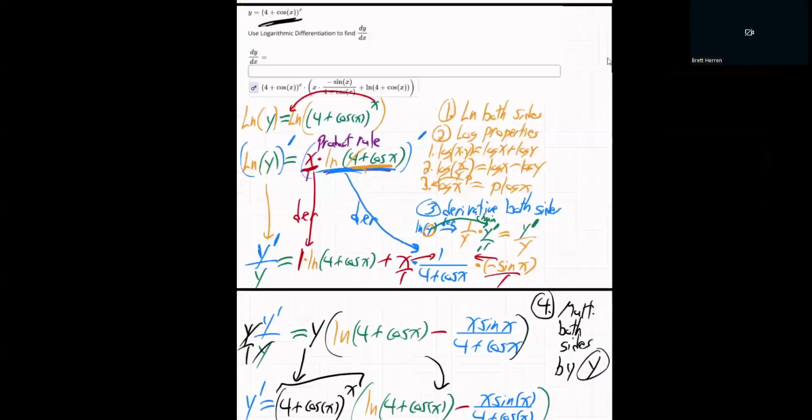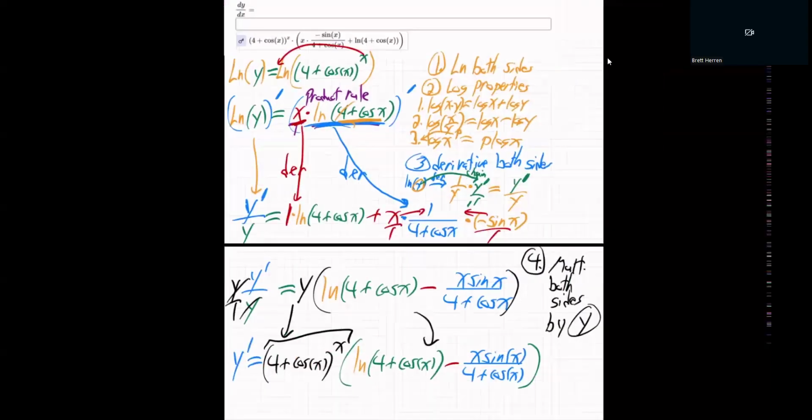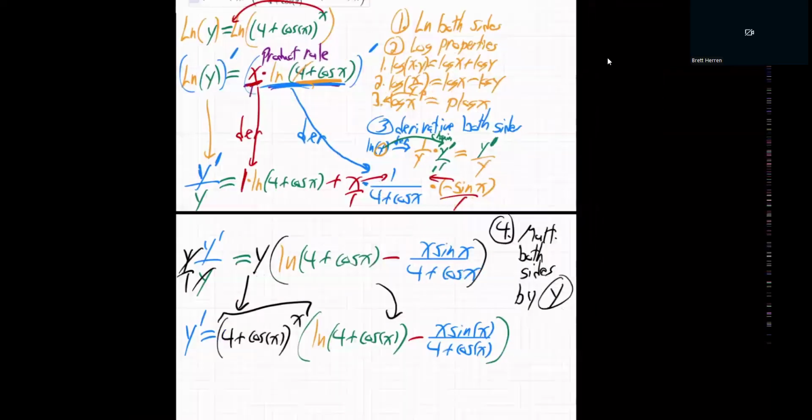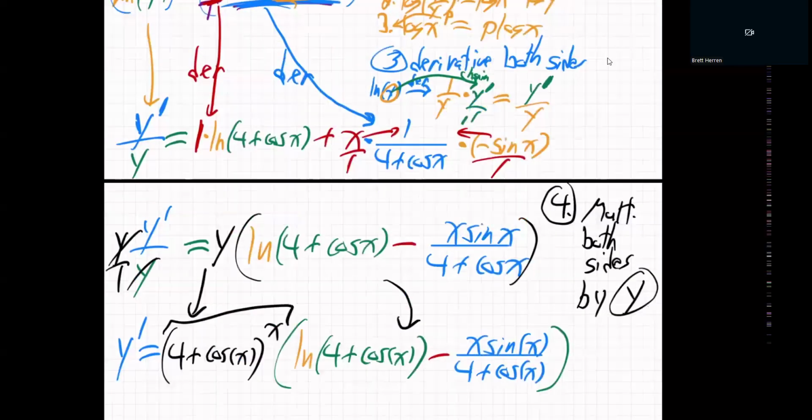Let's see, did we get that right? ln, and we had it right on the left, and then minus x sine x. Yeah, we get it. That's it. There it is. That's a tough one.